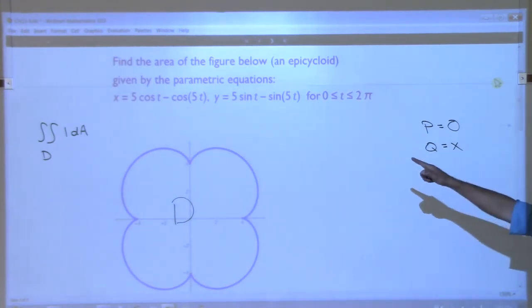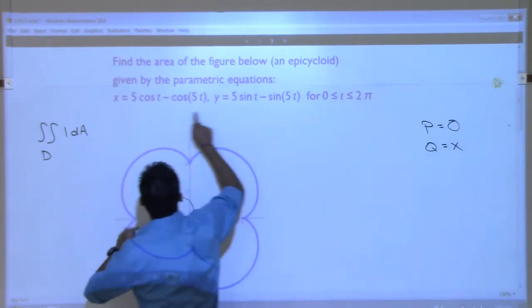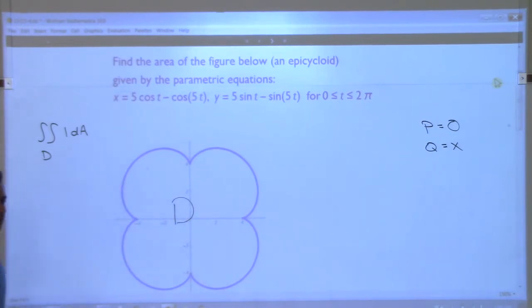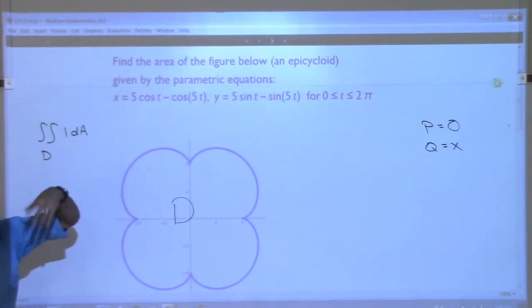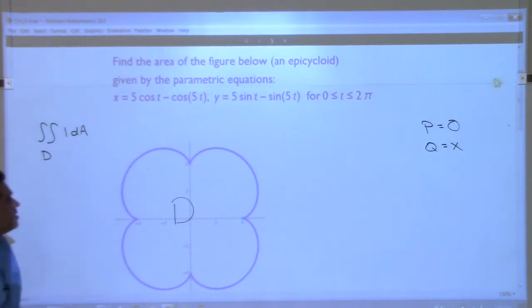So if you start plugging in values of t between 0 and 2 pi into here, it's going to start to draw this thing. So do you see the challenge it would be to try and come up with the area of this? But we have the freedom now to convert it to a line integral. So do you want to do P is 0, Q is x, or you want to do one of the other two? I don't care. Let's do the second one, what was the second one?